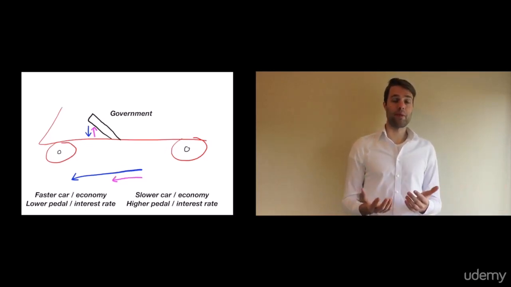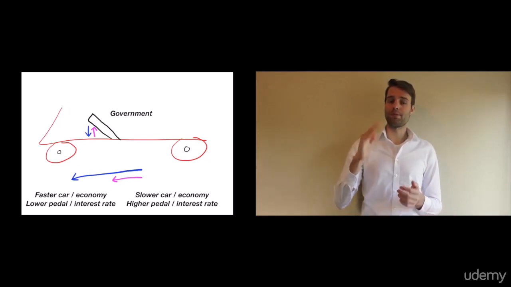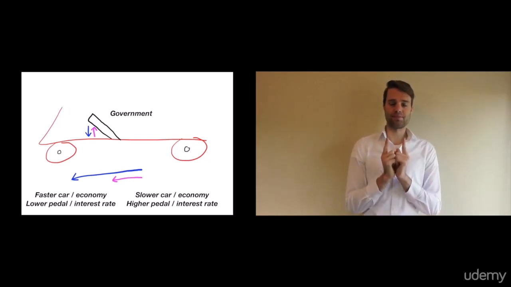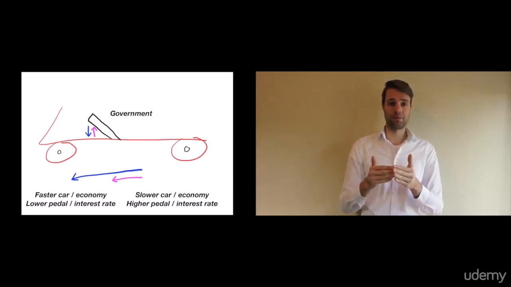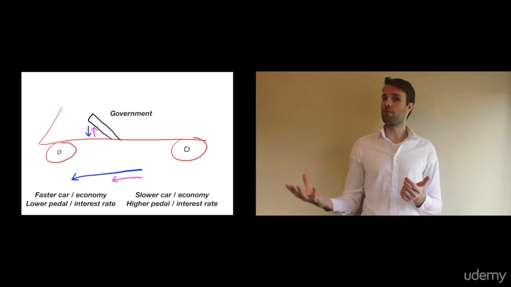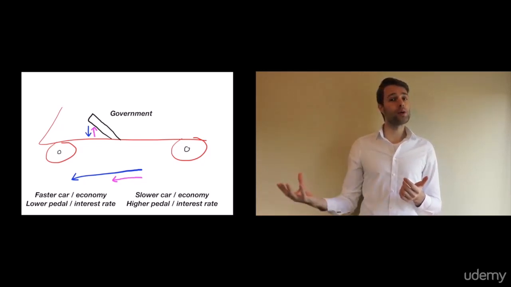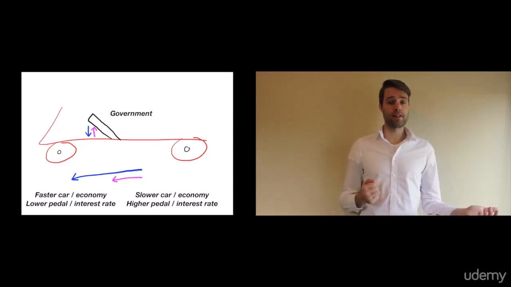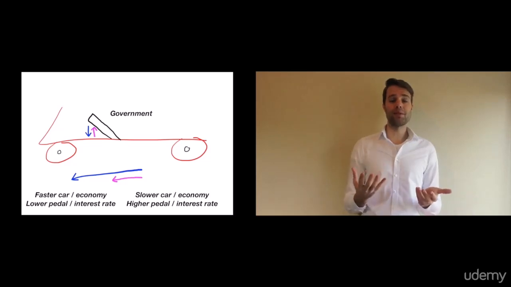On the other hand, when the government lets the pedal go up, raises the interest rate, the car will slow down, the economy will slow down. Because with a high interest rate, you suddenly have an incentive to save money. And if you put money into your savings account, you cannot spend it. And not spending your money is what makes the economy slow down.